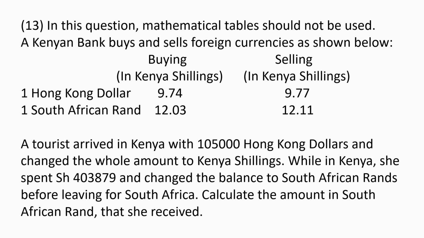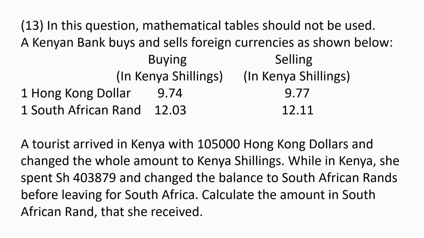Question 13. In this question, mathematical tables should not be used. A Kenyan bank buys and sells foreign currency as shown below. So we have the buying rate and the selling rate in Kenya shillings. Then a tourist arrived in Kenya with 105,000 Hong Kong dollars and changed the whole amount to Kenya shillings. While in Kenya, she spent 403,879 and changed the balance to South African rands before leaving for South Africa. Calculate the amount in South African rand that she received.